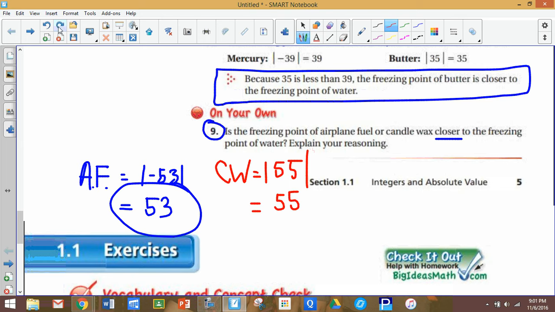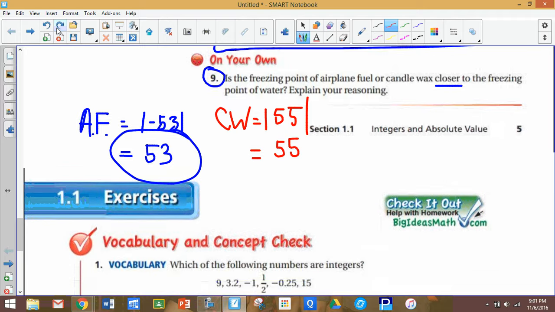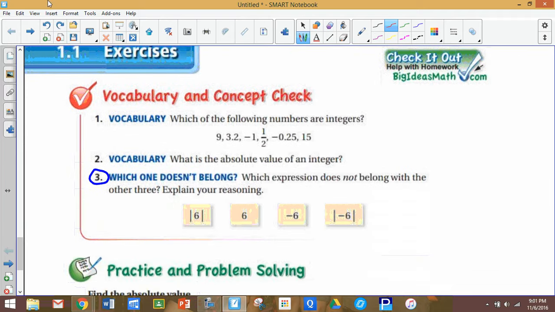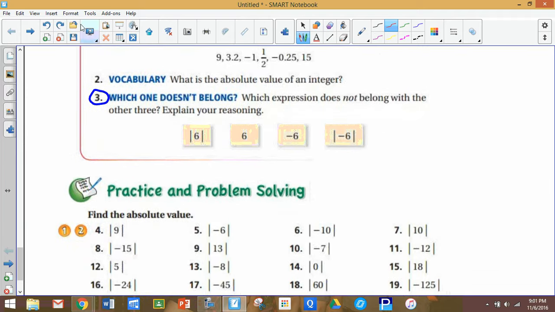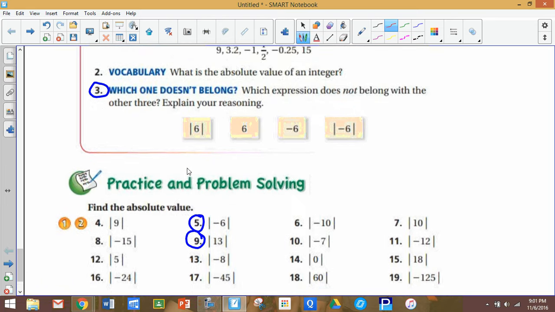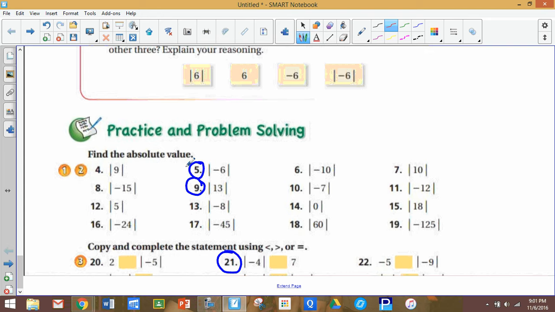Okay, you have to pay attention to those words. Those words are going to be super important. So for practice problems, I would like you to do number 3, number 5, number 9, and also number 21. 3, 5, 9, and 21 for tomorrow.